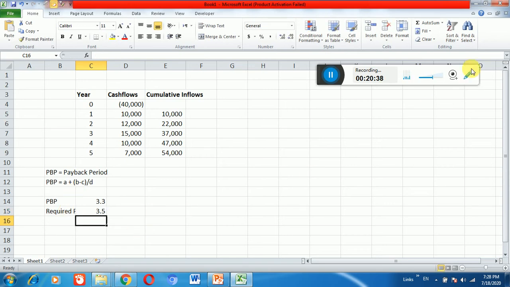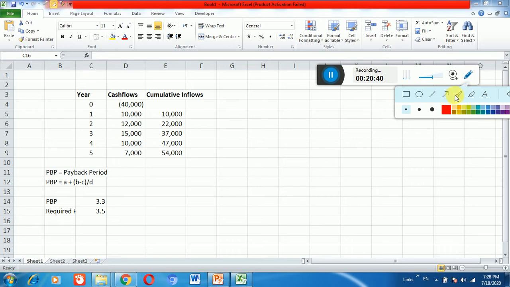Now I'm just asking you a question, dear students. Okay, this is the required. You need at least 3.5 years. Okay, you need that this investment of 40,000 should be returned in how much time? In 3.5 years. But the project is giving you this outflow or the cash outflow in 3.3 years, so the payback is less than the required. It means you have to accept this project. It means you can decide here to make investment in this project.